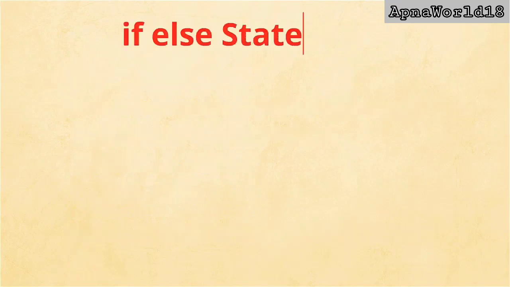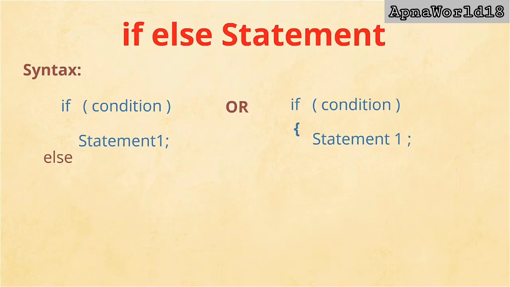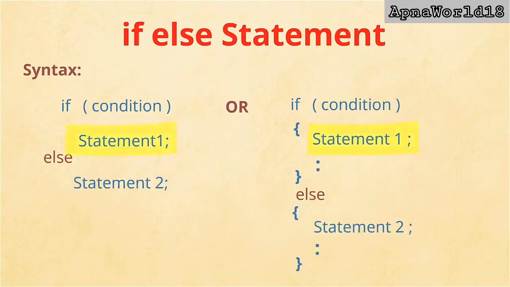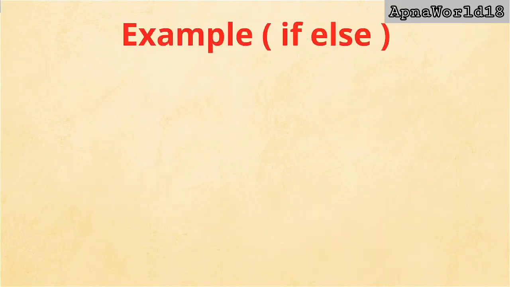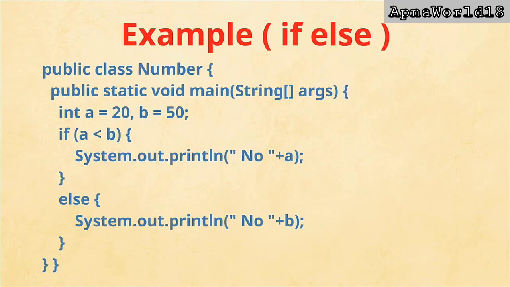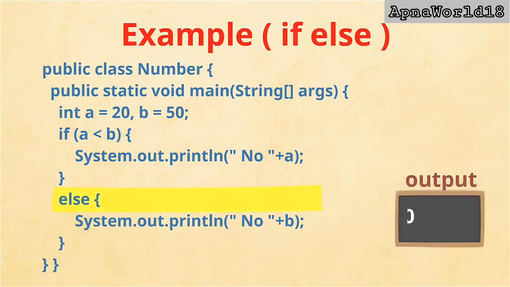Now let's look at the if-else statement. The syntax is as shown. Here you have two sets of statements, one to be executed if the expression is true, and the second to be executed if the expression evaluates to false. For example, a program to check which of the two numbers is smaller. Here you will write the expression, and if true print the first number, and if false print the second number.